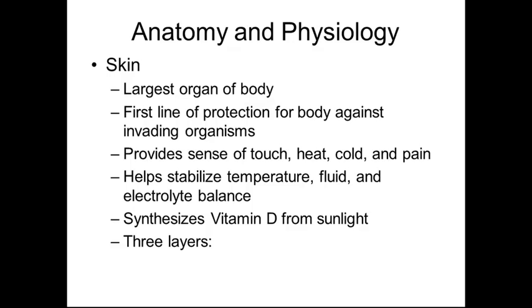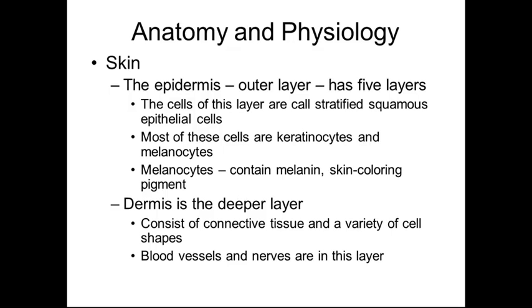There are three main layers of the skin. There is the epidermis, dermis, and subcutaneous layers. The first layer is the epidermis, which is the outer layer, and it has 5 layers. The cells of this layer are called stratified squamous epithelial cells. Most of these cells are keratinocytes and melanocytes. Melanocytes contain melanin, which gives our skin its coloring and pigment.